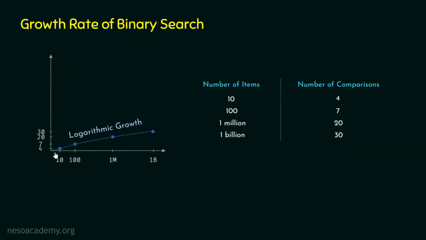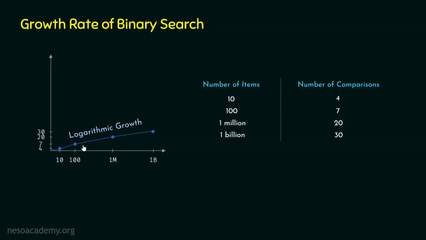This is how the growth rate of binary search looks like. The growth is logarithmic. Here I have plotted these points, and I got these points from this table. Here I have plotted this graph using this table. When number of items is 10, the number of comparisons is 4. When number of items is 100, the number of comparisons is 7. When number of items is 1 million, the number of comparisons is 20. When number of items is 1 billion, the number of comparisons is 30.